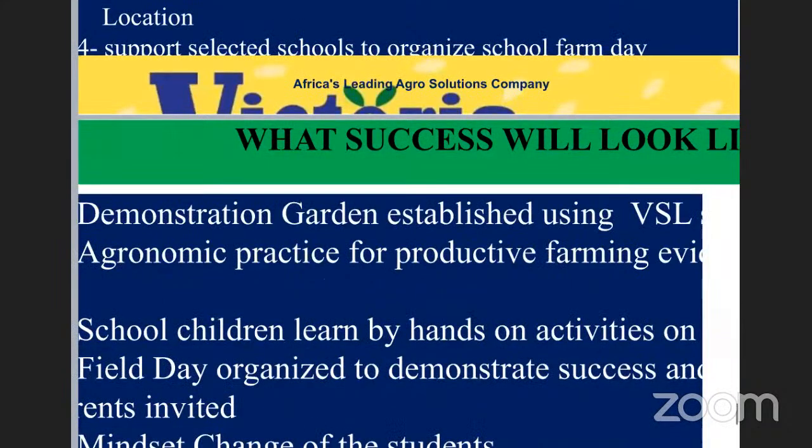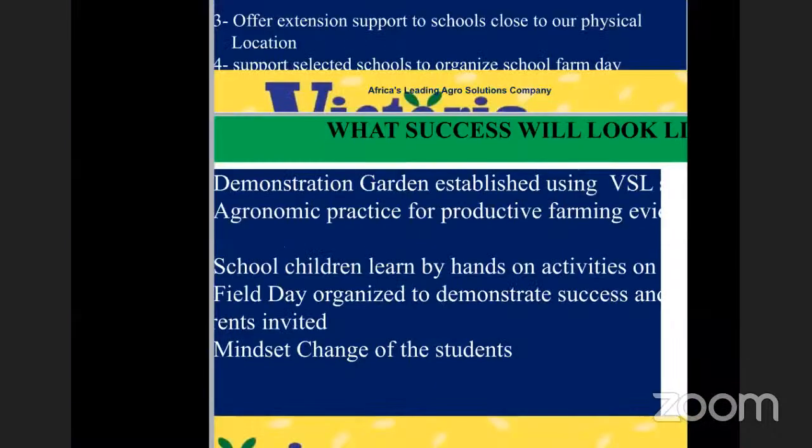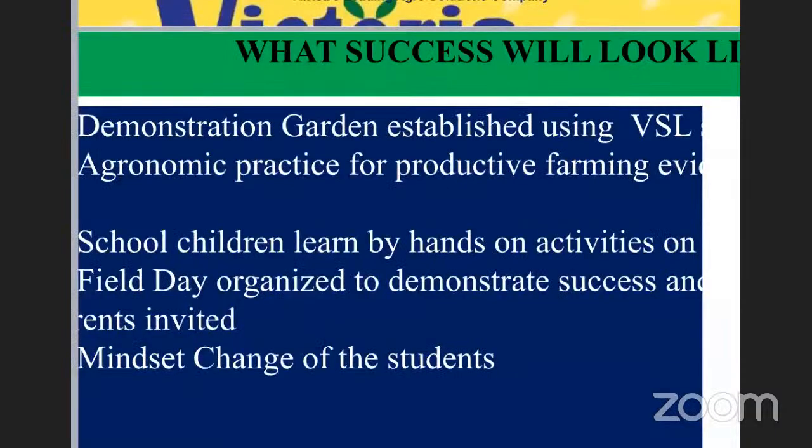So to us, what will success look like? We should see demonstration gardens established using the VSL seed kits. And during this school garden project, agronomic practices for productive farming are evident. Success would also look like school children learning by hands-on activities in the gardens. And very important, a field day is organized to showcase success, and nearby parents are invited. I believe those nearby parents by default should be farmers or should be promoting farming.